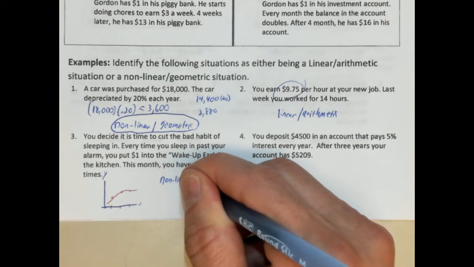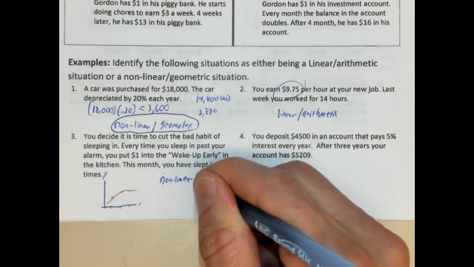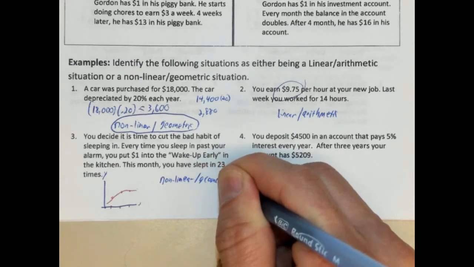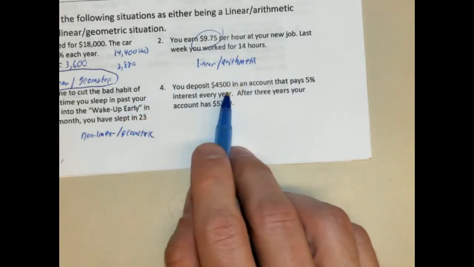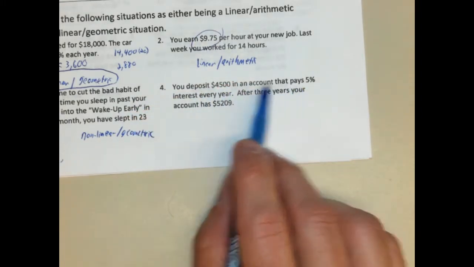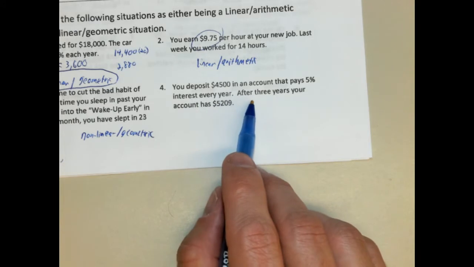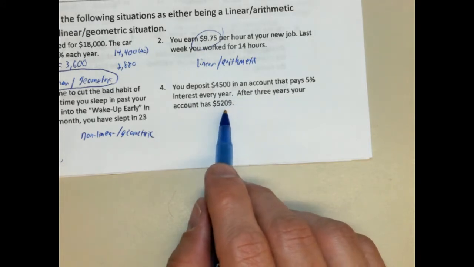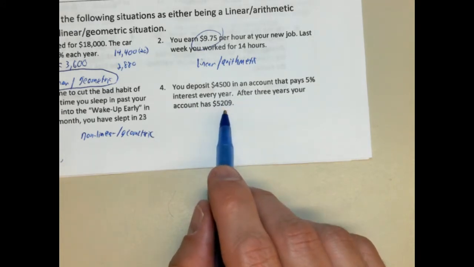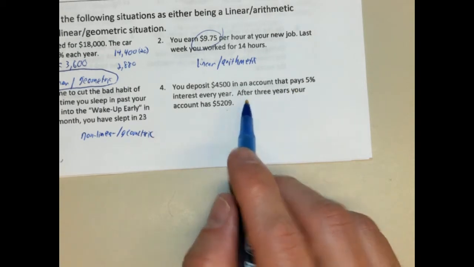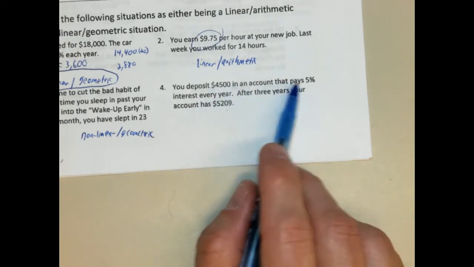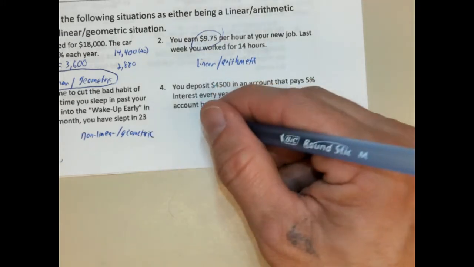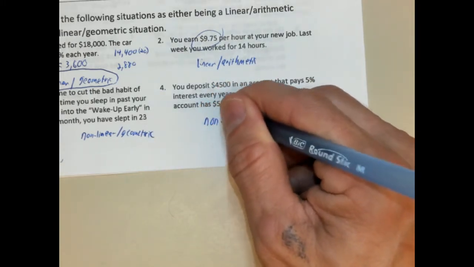Mainly because the rate of change is not constant. Okay. Number 4. That's definitely not geometric. There we go. You deposit $4,500 into an account that pays 5% interest every year. After 3 years, you have $5,209 in the account. Okay. So this is going to be geometric / nonlinear because the amount it's going up by is different. So 5% of this will be different than 5% of that. So just by knowing that, we know it's going to be nonlinear.